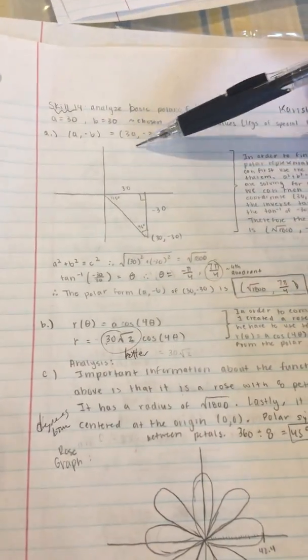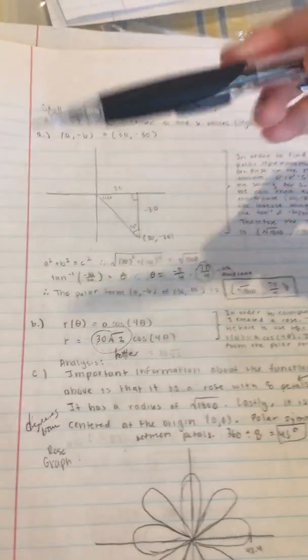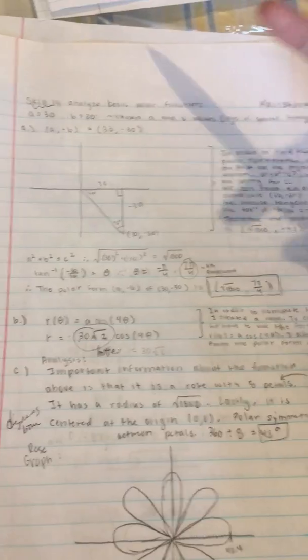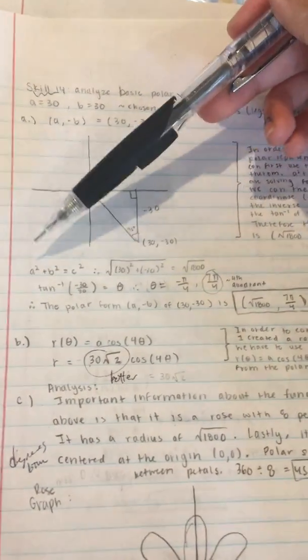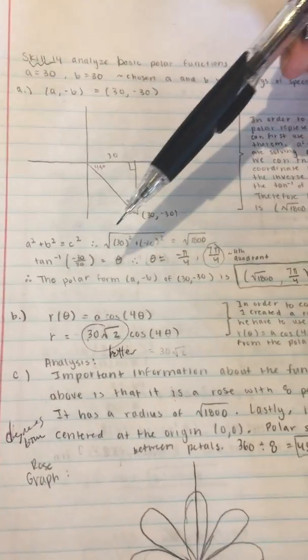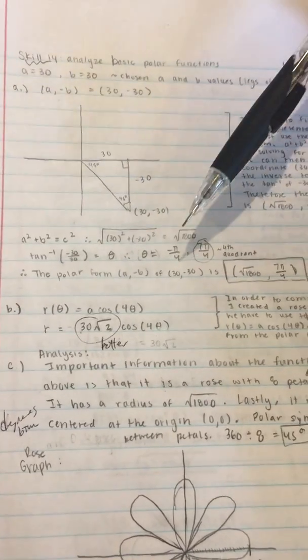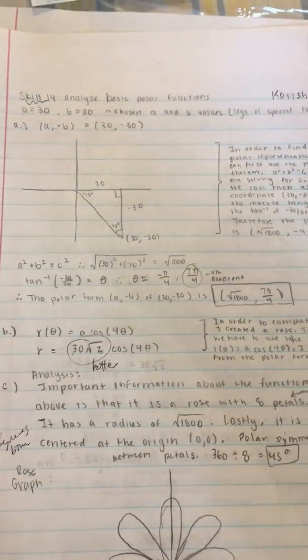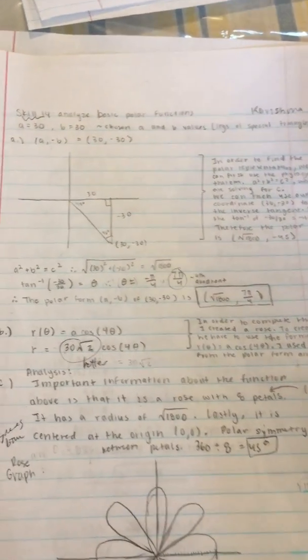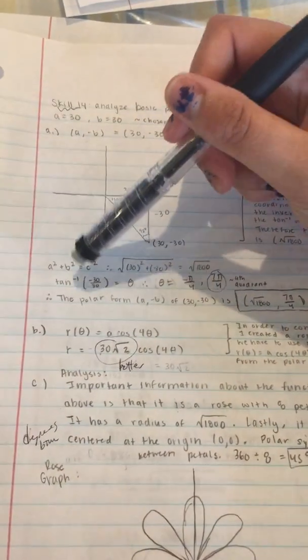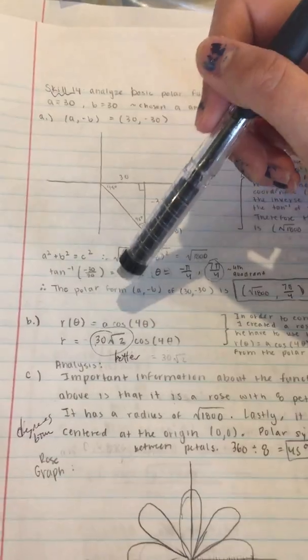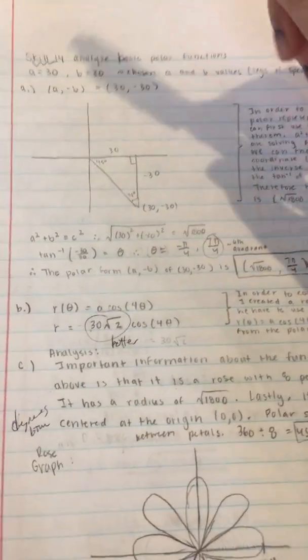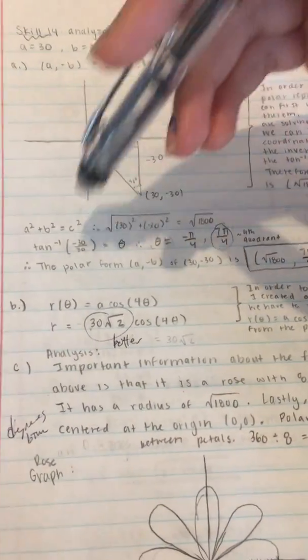And that was for me (30, negative 30). So in order to find the polar representation, we first use the Pythagorean theorem. That is a squared plus b squared equals c squared, and we're solving for c. So therefore, c equals root 1800. And now the next step would be using inverse tangent.